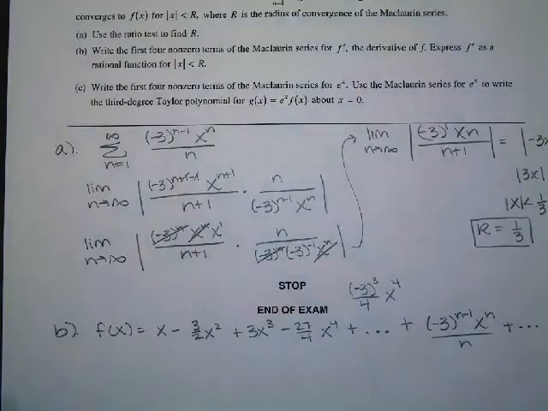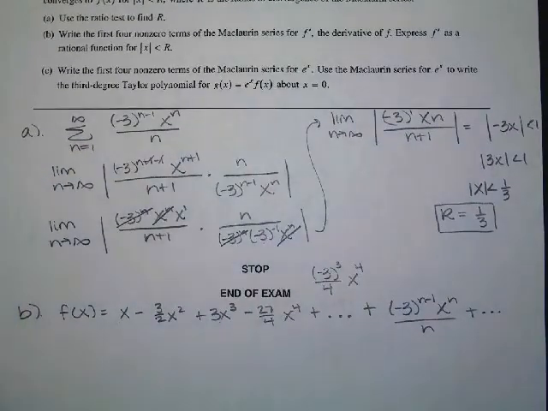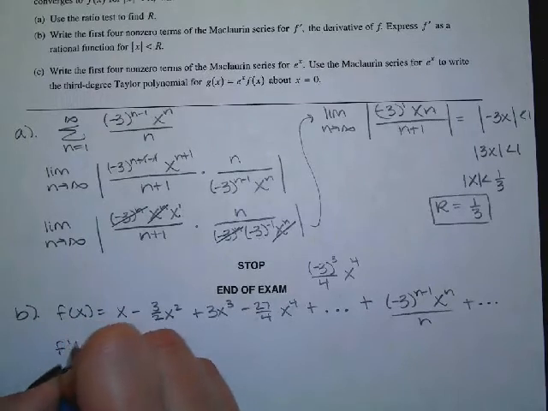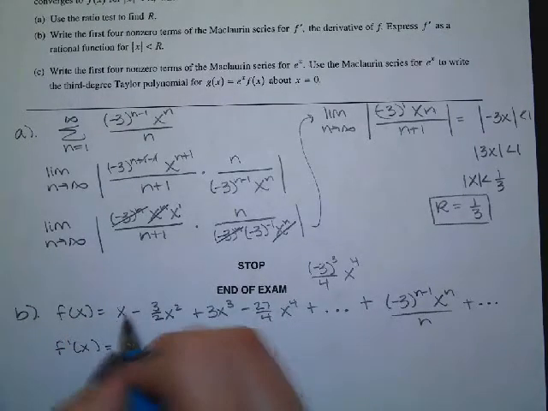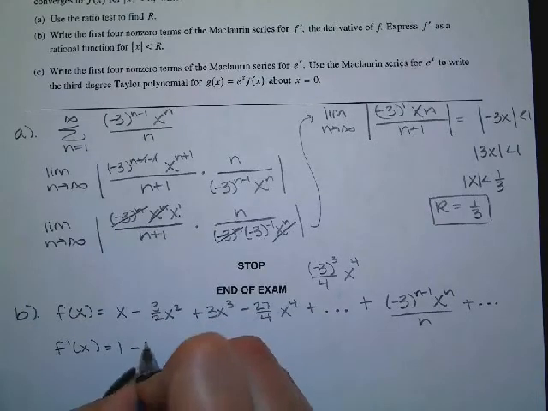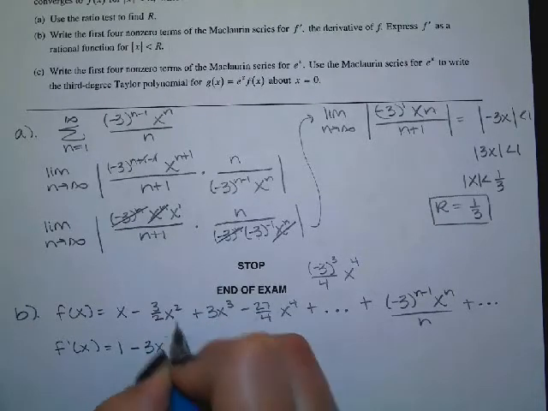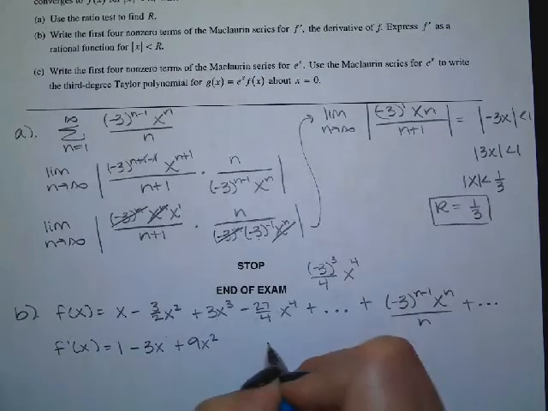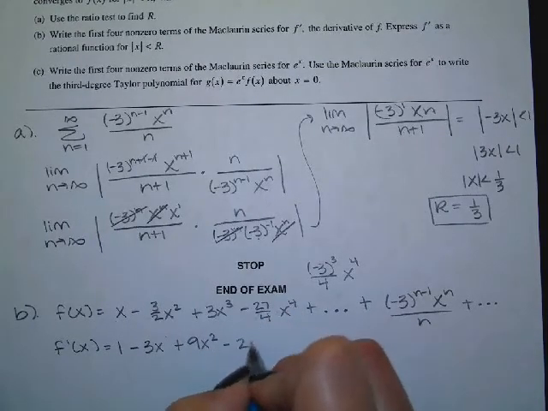Okay, so that was the function that we started with. We need to take the derivative of it. That's not bad, we can do that. Derivative of x is 1. -3/2 multiplied by 2 is -3, x to the 1. 9x squared, multiply the 4.